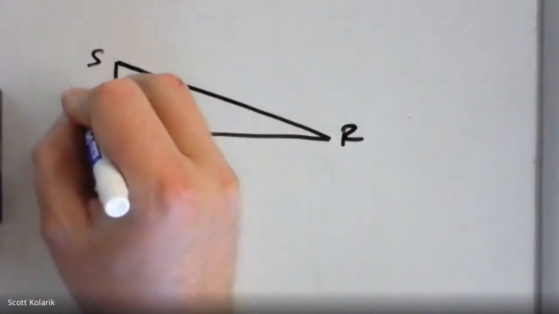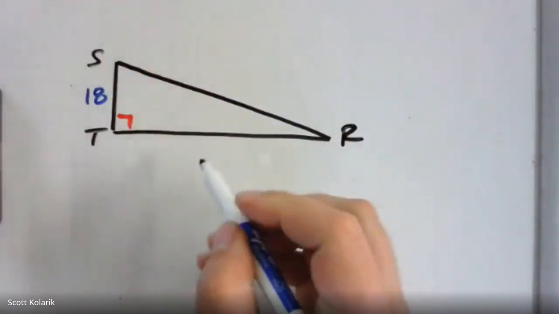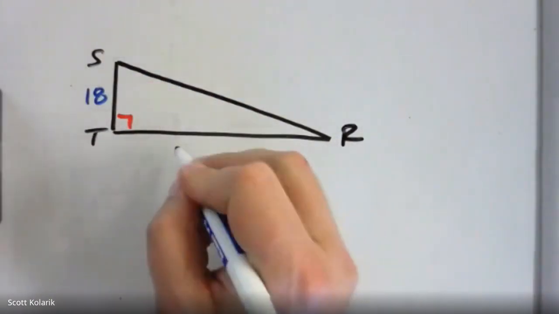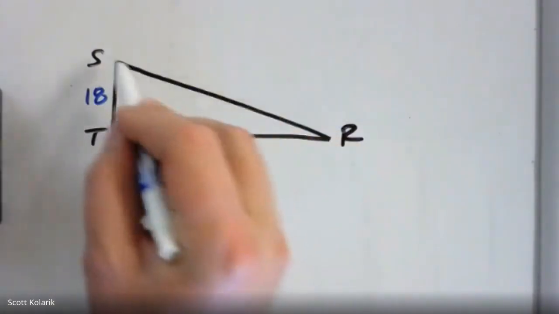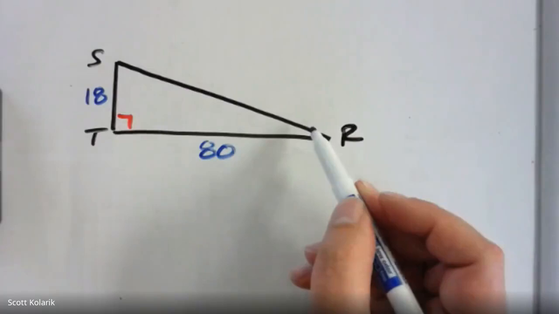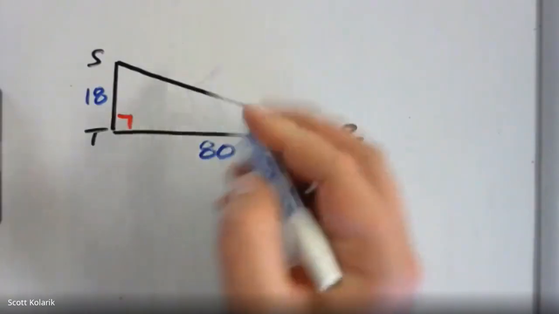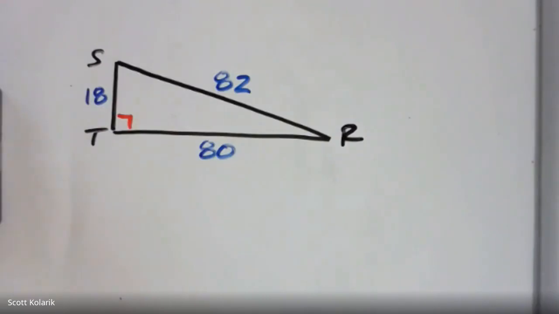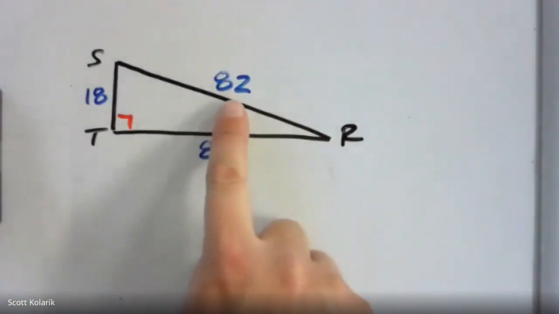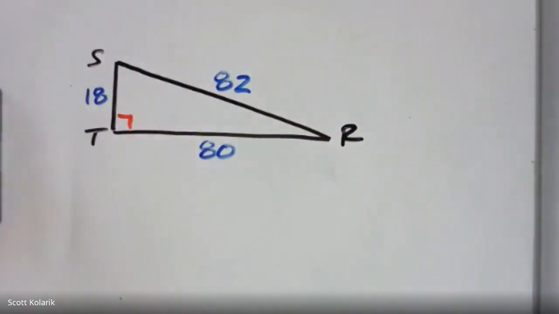S to T is the short side. That's going to be 18 units long. R to T down here is the next largest at 80 units long, a big jump there. And then the hypotenuse, which should be the longest of the 3 because it's opposite the largest angle, is 82 units long. So that all tracks. And if I was so motivated, I could do 18 squared plus 80 squared should equal 82 squared. But again, that's not what's being tested here.